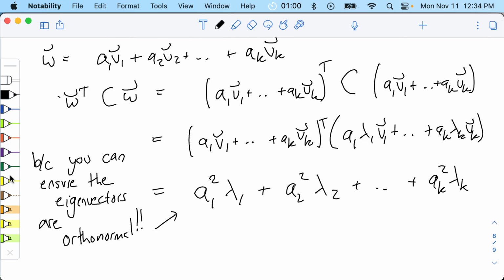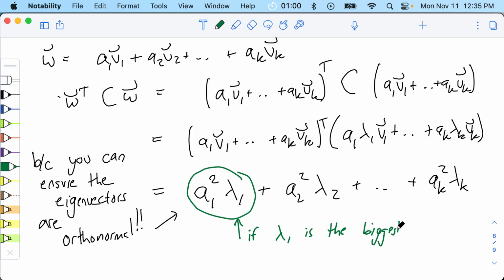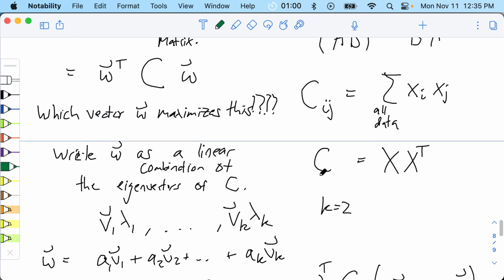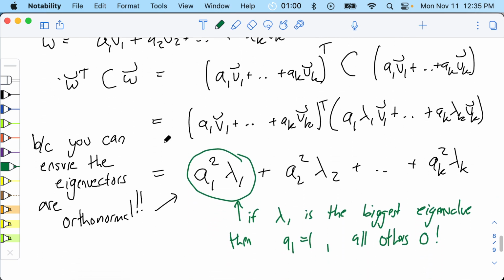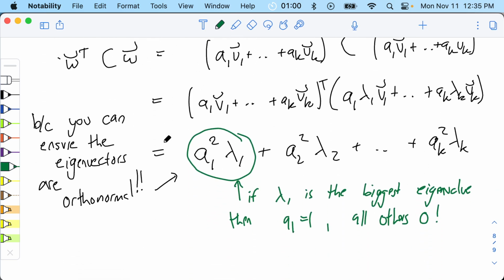Which direction is the best? Well, if lambda 1 is the biggest eigenvalue, then make this as big as possible. If lambda 1 is the biggest eigenvalue, then set A1 equals 1 and all others 0. So this problem that looked impossible, how do you maximize this thing, turns into something very simple, a simple linear combination of the eigenvalues. And you can see if you want to make it as big as possible, you should just make this thing as big as possible.